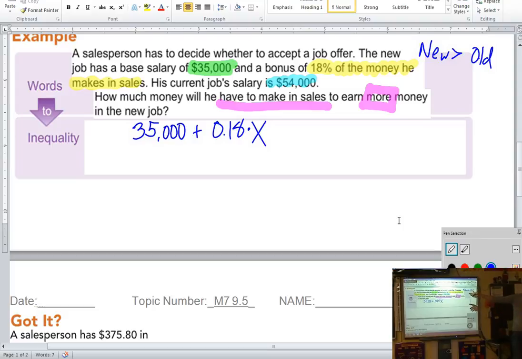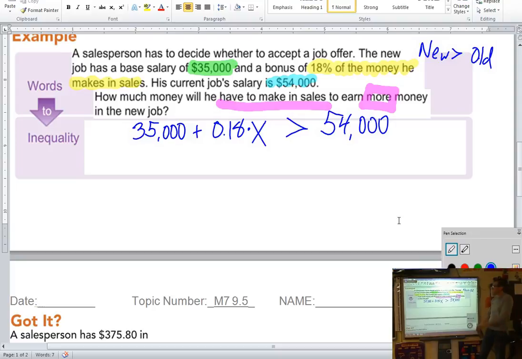So maybe his new job is selling cars. If he gets 18% of car sales, that's a lot of money. But if his new job is selling watches, that's not as expensive. If his new job is selling donuts, I doubt you're going to make all that much money. But it depends. So what we're trying to solve is what does he need to sell in his sales to make more than what he had previously?